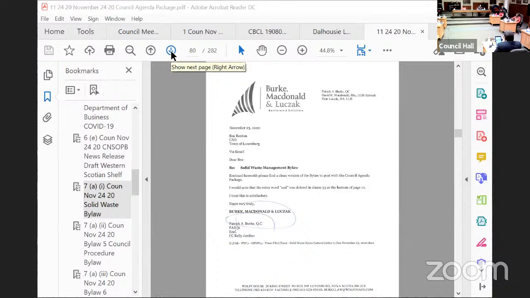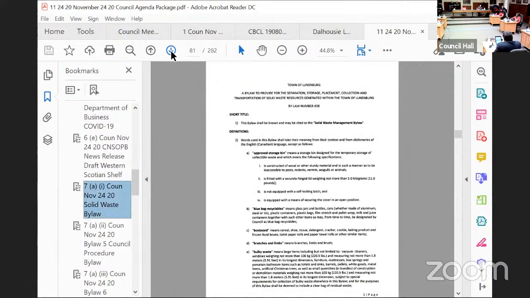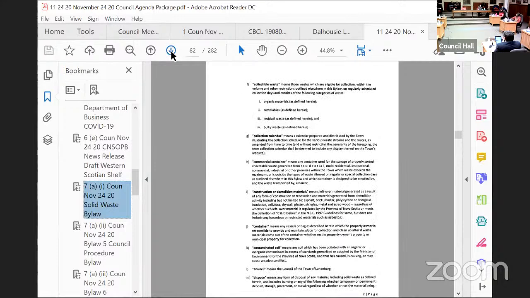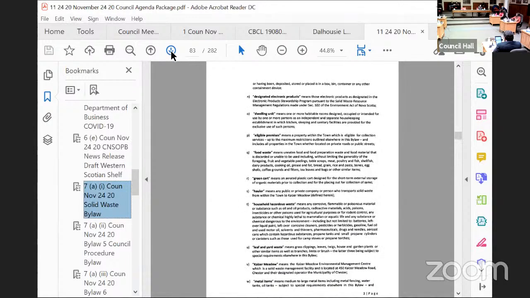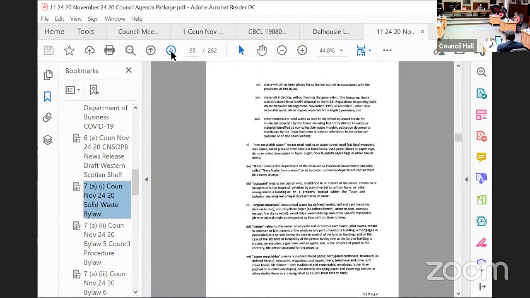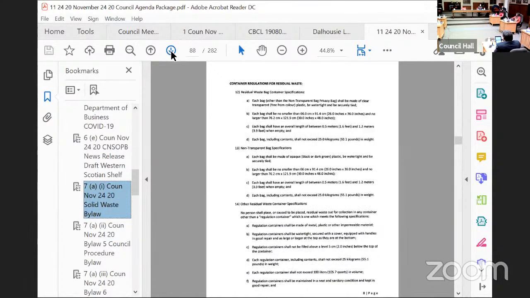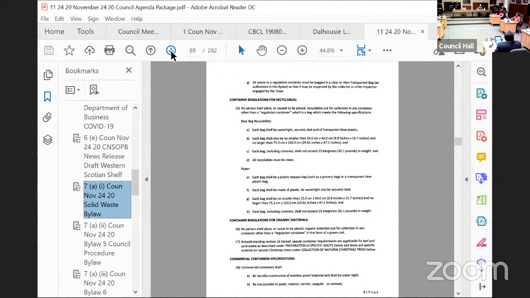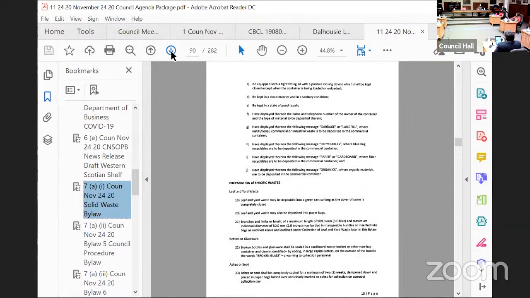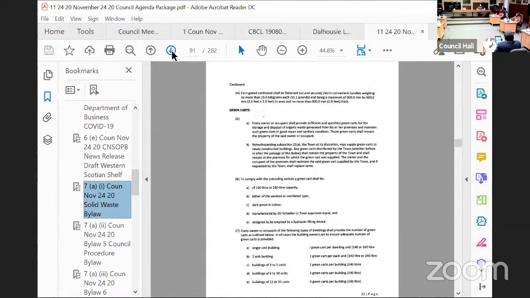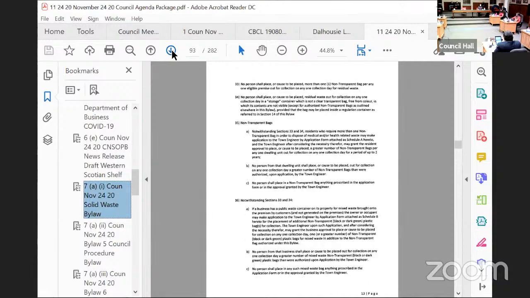So the major changes include a definition of container. We've tidied up some of the inconsistencies in the bylaw, grammatical and reference issues and definitions. We've made it clear that we recommend but do not require that Freon be removed from freezers, refrigerators, air conditioners, that sort of thing, before they are put out as a bulky waste item. My understanding is that if you decided to take a refrigerator to Kaiser Meadow yourself, they would take it without the Freon being removed.